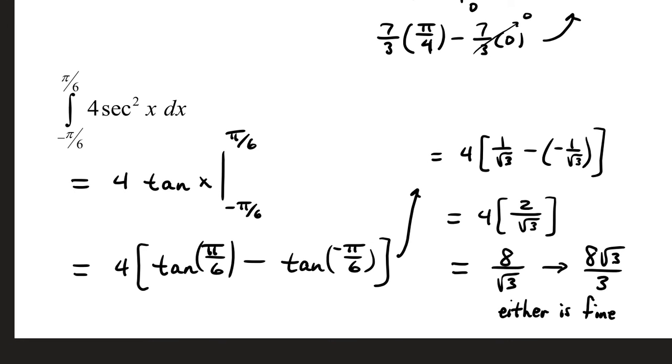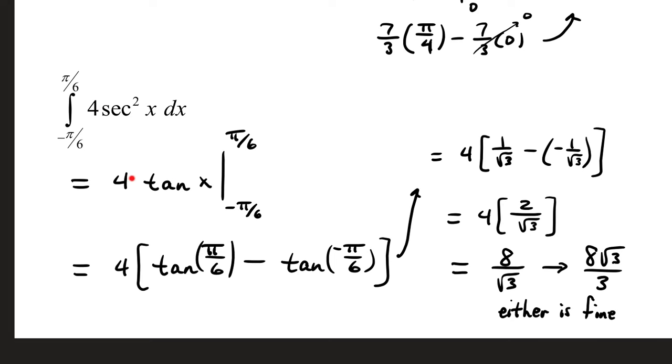The third example we did on this worksheet, we integrated from negative pi over 6 to positive pi over 6, 4 secant squared x dx. The antiderivative of secant squared x is tangent x. The derivative of tangent x is secant squared x, so that's the antiderivative.